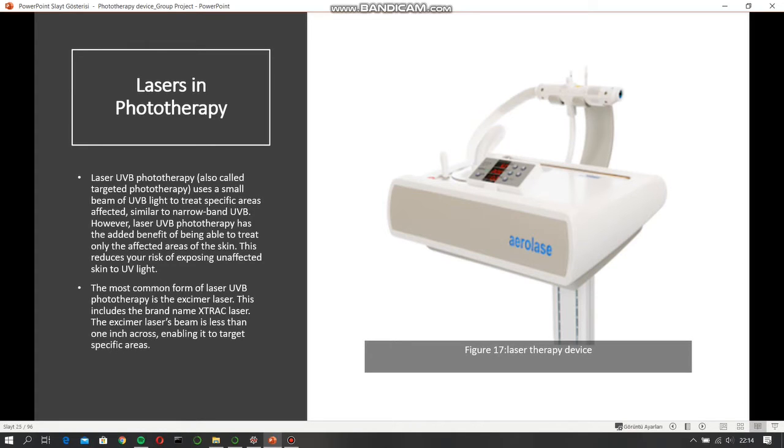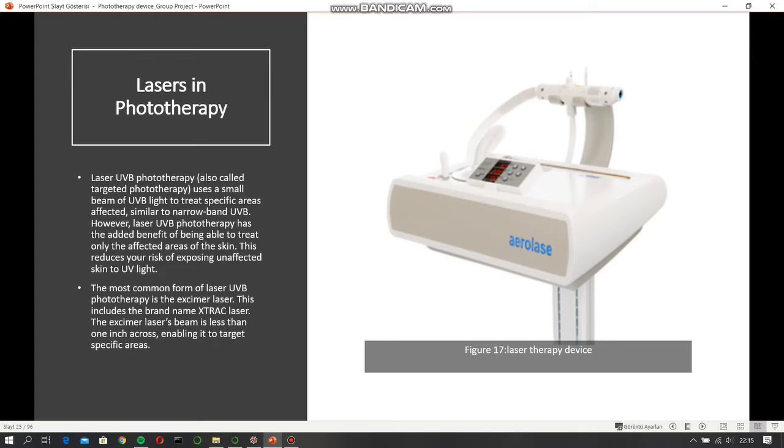In the lasers in phototherapy, the laser ultraviolet B phototherapy, also called targeted phototherapy, uses a small beam of ultraviolet B light to treat specific areas affected, similar to narrow band ultraviolet B. However, the laser ultraviolet B phototherapy has the added benefit of being able to treat only the affected areas of the skin. This reduces your risk of exposing unaffected skin to ultraviolet light.